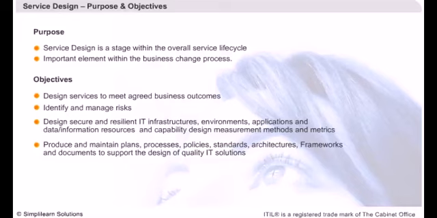Service design also has to design secure and resilient IT infrastructures, environments, applications, and data information resources and capability, and design measurement methods and metrics. And lastly, SD is responsible to produce and maintain plans, processes, policies, standards, architectures, frameworks, and documents to support the design of quality IT solutions. Like SS has 4 Ps in its process, service design also has 4 Ps. Let us discuss them in the next slide.